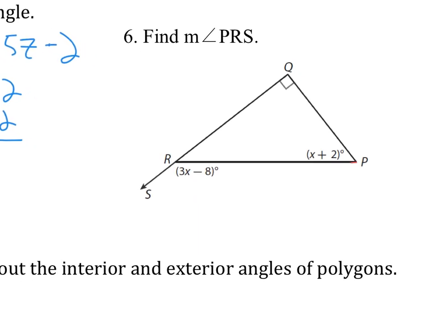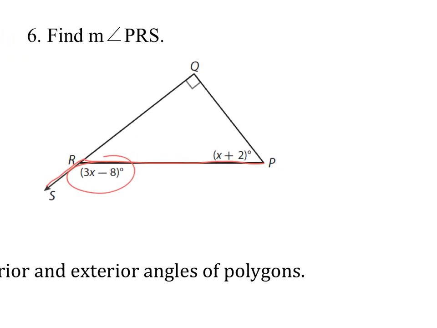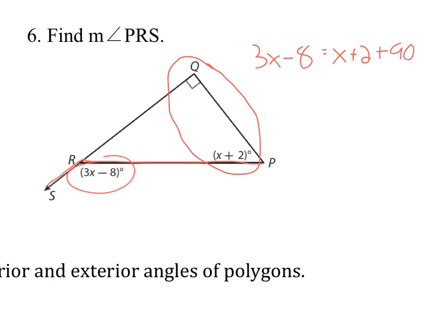PRS, right? So our exterior angle is 3x minus 8. And what do we do with that? It's equal to our two opposite angles. So in this case, our two opposite angles are x plus 2 and 90. Combine like terms and solve. So we get 3x minus 8 equals x plus 92.